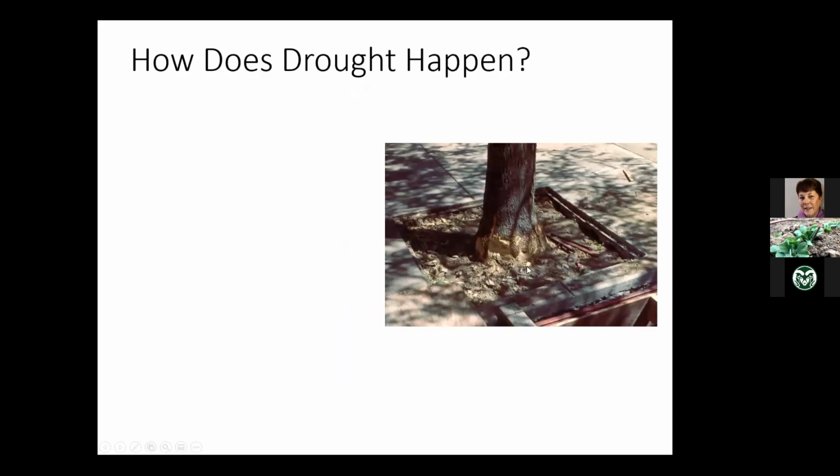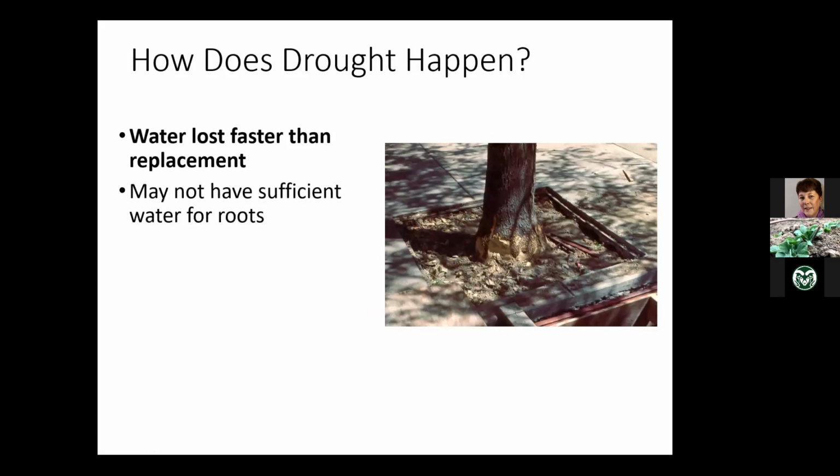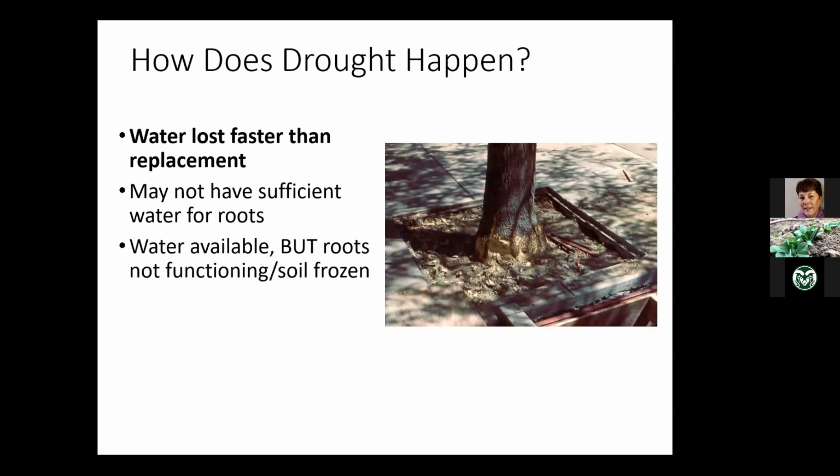So how does drought happen? Well, it could be because the water is lost faster than the plant can take it up. So it's not getting enough water to replace what it's losing. A lot of times that happens with our windstorms. There may not be enough water for the roots. The plant may be in the wrong place, and the water could be available, but the roots are not functioning because the soil is frozen. You may also see stem or trunk damage that is not allowing the water to get up to the top of the plant.